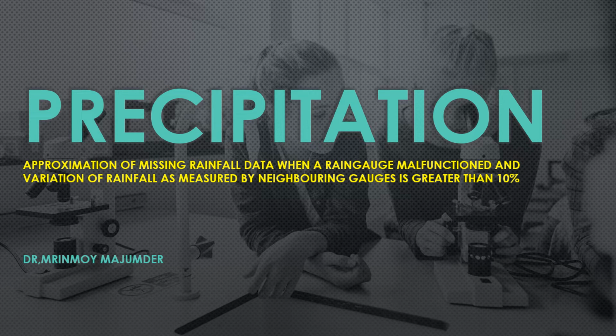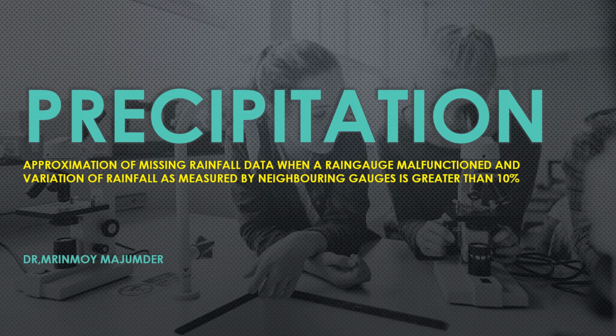So we will learn how to estimate the missing rainfall data for a rain gauge when that rain gauge has malfunctioned, or due to some natural calamity has failed to measure the rainfall of a day. So for that, if there are neighboring rain gauges that were successful in measuring the rainfall of that day, and if the mean precipitation or the variance within the measured precipitation data of the neighboring rain gauges is more than 10%, then you can use this formula.